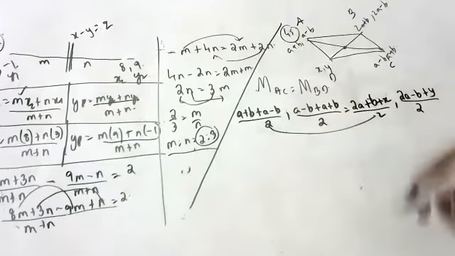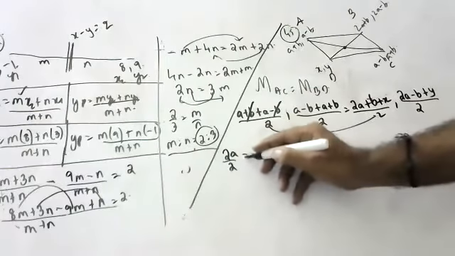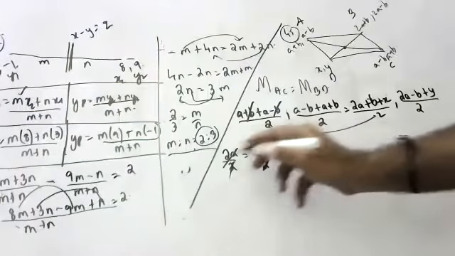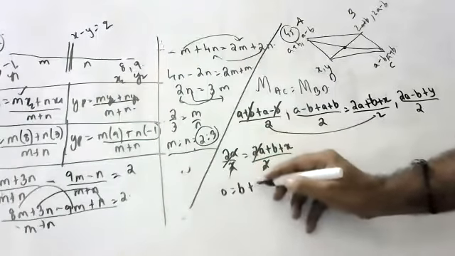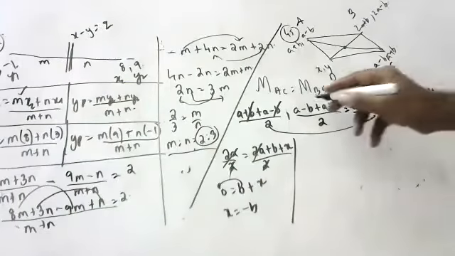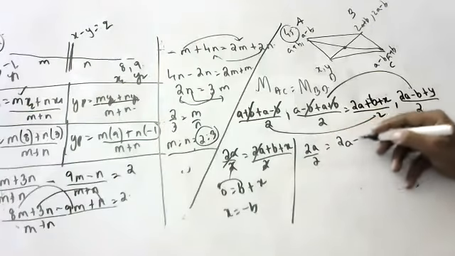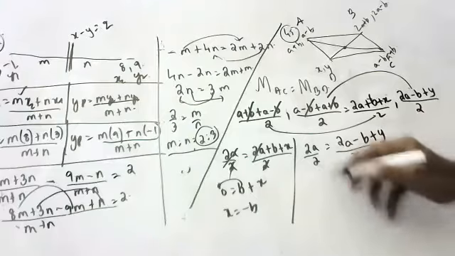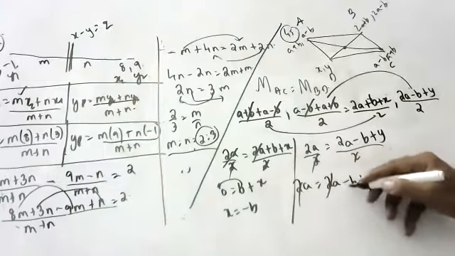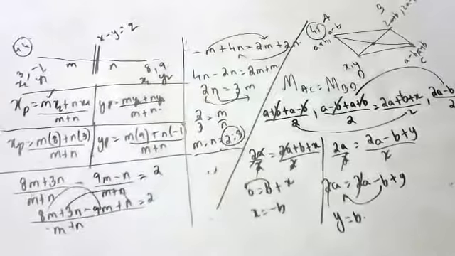Now these both will be compared. 2 cancel, b cancel. 2a by 2 is equal to 2a plus b plus x by 2. Minus b is equal to x. Very good. Now for this, b cancel. 2a by 2 is equal to 2a minus b plus y by 2. 2 cancel, 2a cancel. b is equal to y. That's it. Next question.